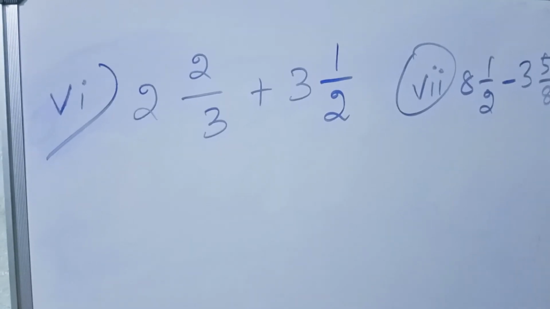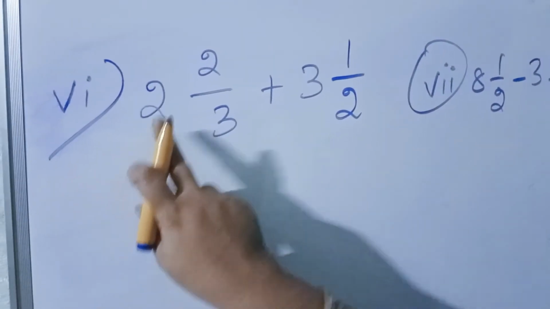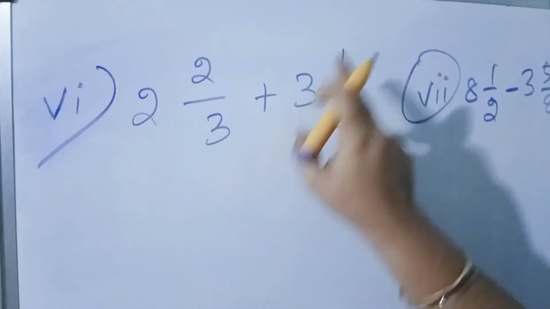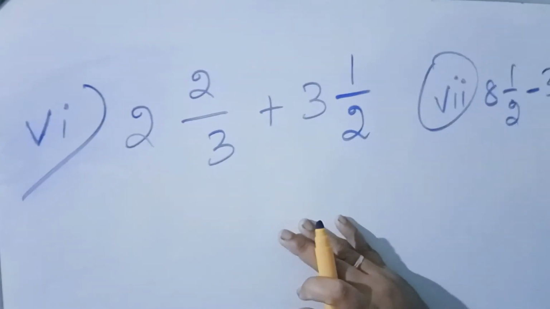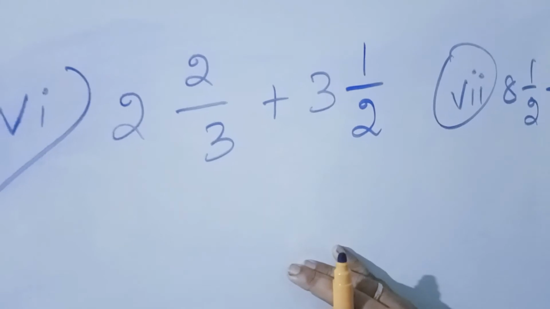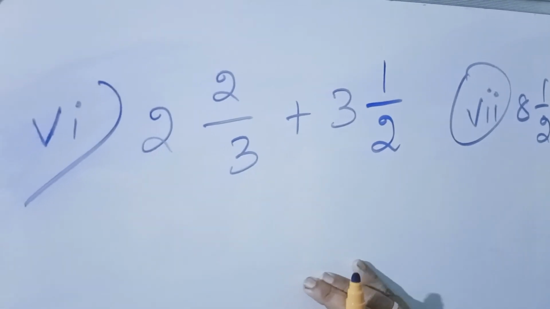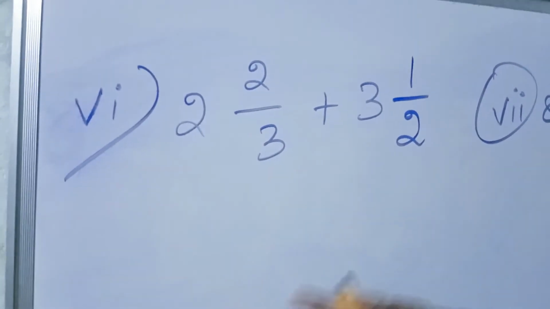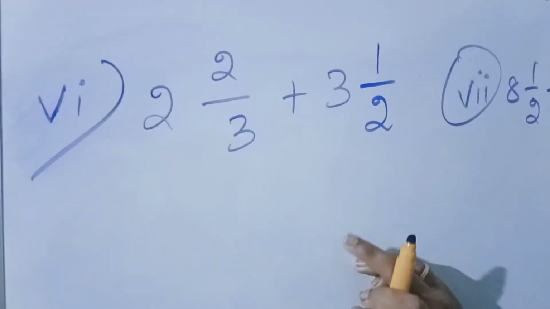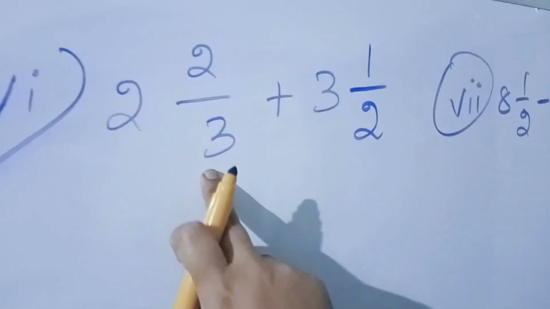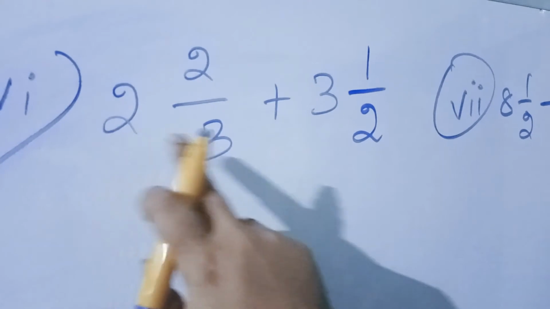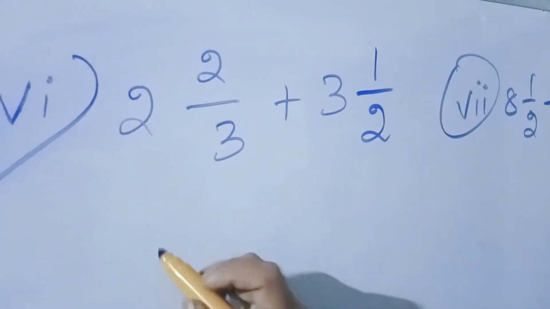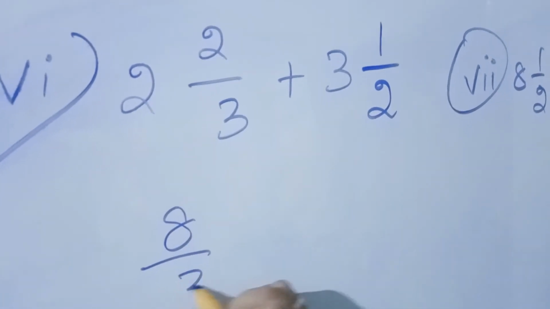Now exercise 2.1, sixth question. Okay. 2 by 3 plus 3 1 by 2. Okay. It is in mixed fraction. We have to change it to improper fraction. You have studied in your lower class how to change to improper fraction. You just multiply this number and add 2. Okay. 2 3s are 6. 6 plus 2 is 8. So 8 by 3.